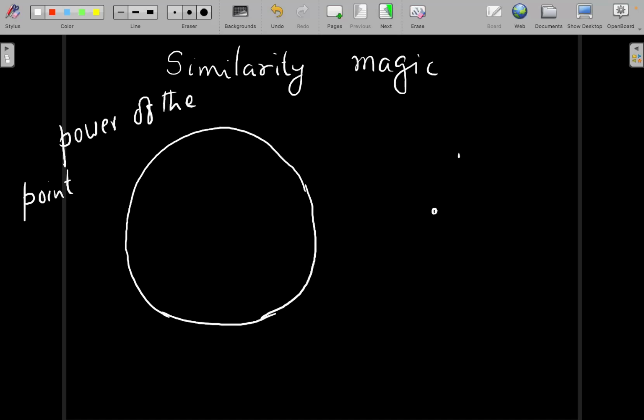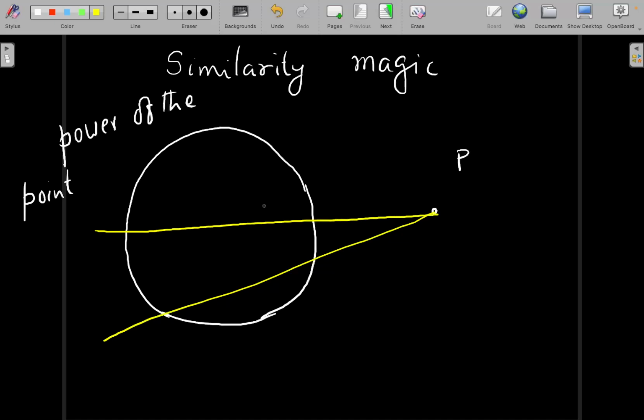So you have a point outside the circle, and now it really doesn't matter what line you draw in a way in which it intersects the circle in 2 points. It really doesn't matter. So let's label the points of intersection as A, B, or A1, B1, or A2, B2.